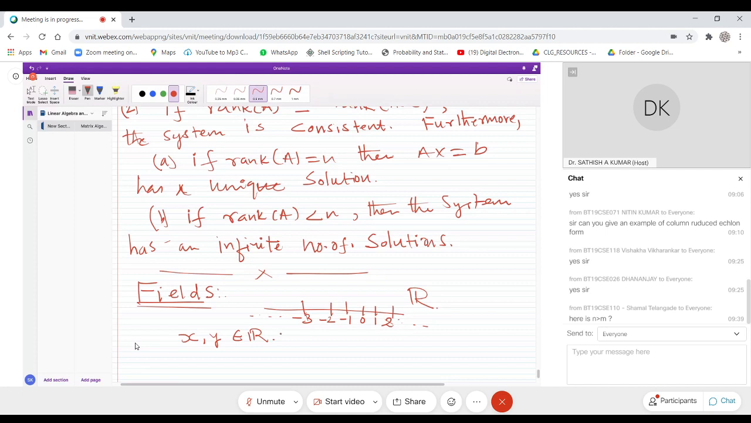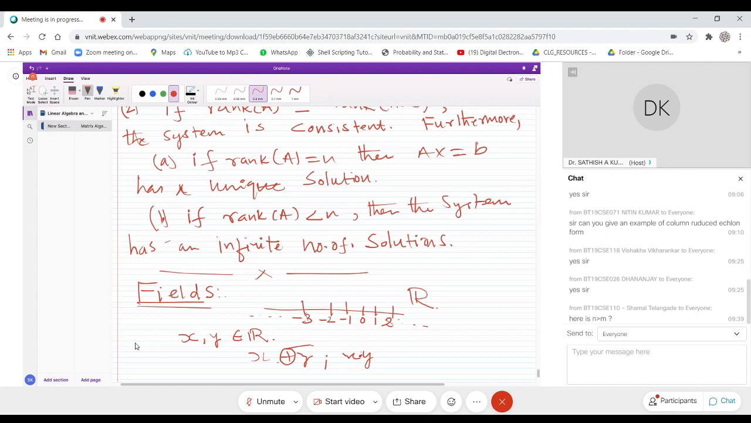Fine. So if you take any two numbers x and y, their addition is possible: x plus y is also possible, and x into y is also possible. Based on these two operations, one is plus and the other is multiplication, which you write with a dot.